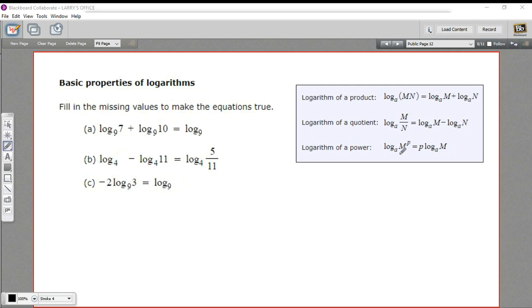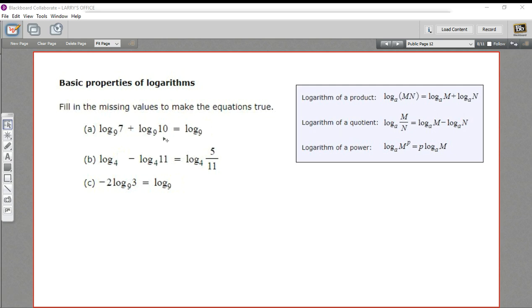And powers work like this. If you have the log of a thing to a power, that exponent can come right off the top and be multiplied by the front of that log. So p times log base a of m is the same as log base a of m to the p power. And you can reverse this too. You can take that p and raise the m to that power. So those are the properties we're looking at. Let's see how they apply in these problems.